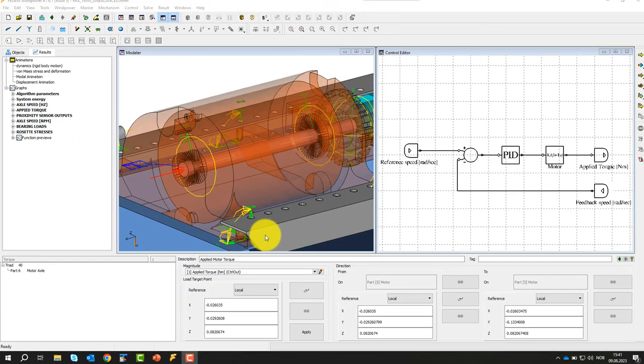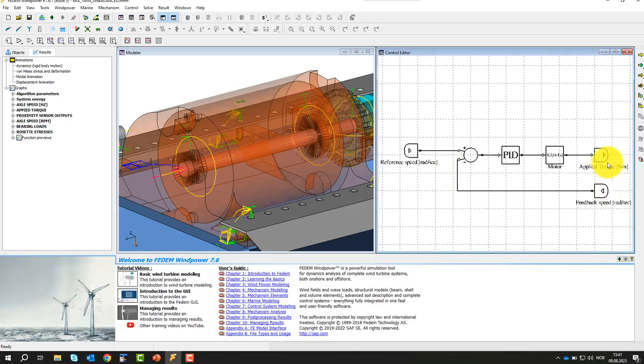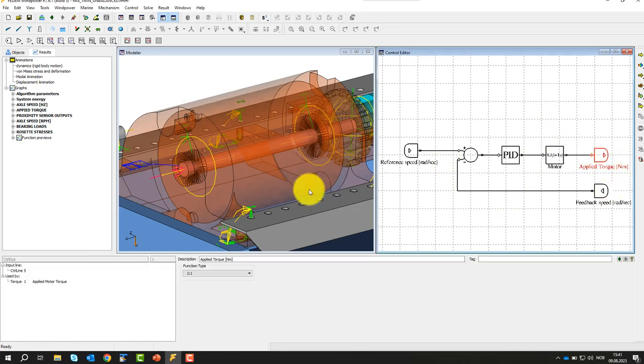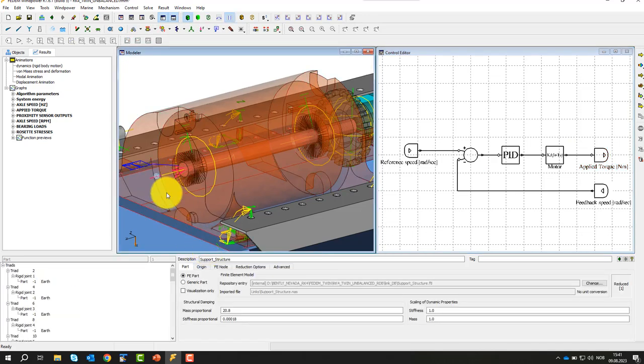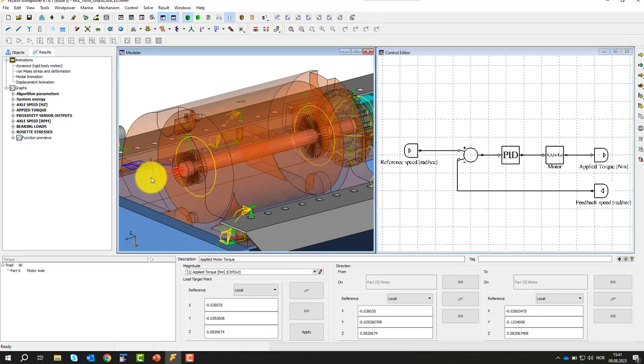You can run rotor dynamic analysis in FEDEM, both for engineering purposes and in a digital twin context. And here you see the control system I described, and this is the output from the control system, which is attached to the input torque here. Let's find the right symbol, that one, and you see I'm applying a torque here.